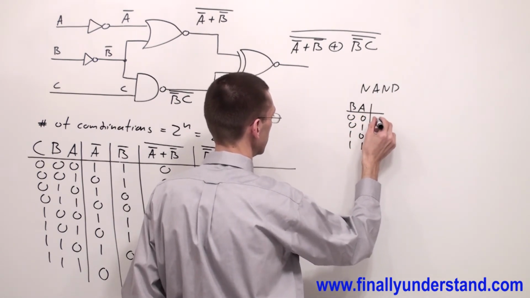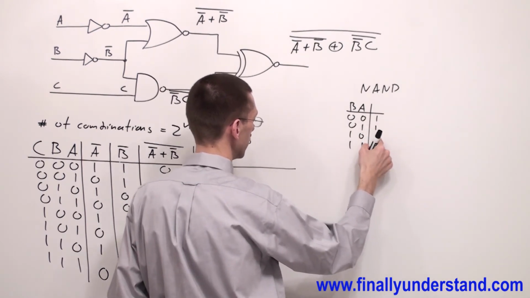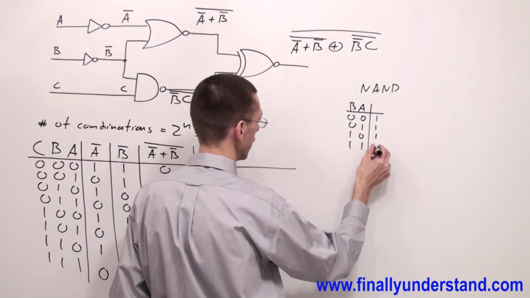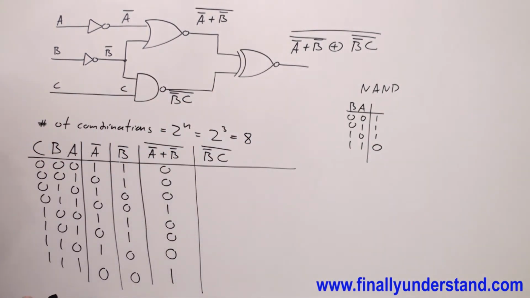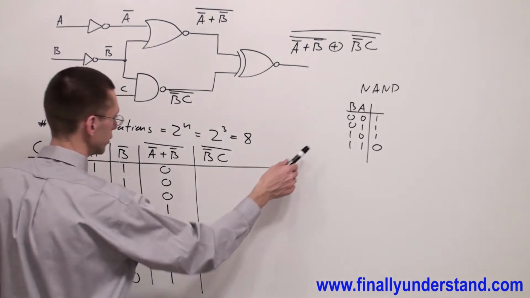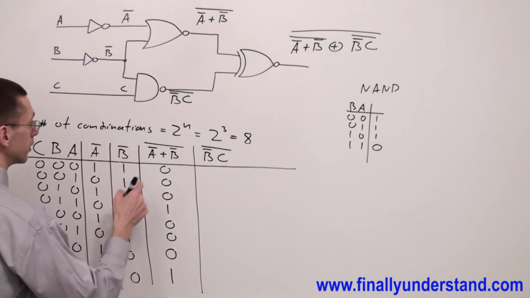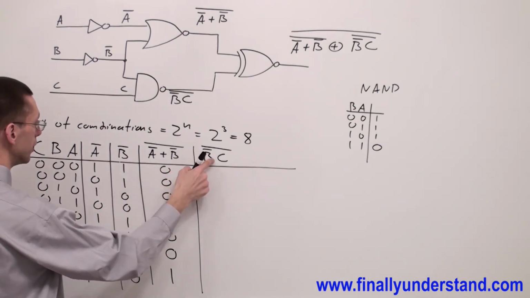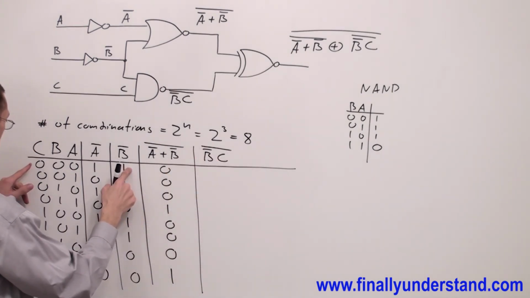The truth table for the NAND gate says anytime we have 0, output becomes 1. Anytime we have 1 1, output is 0. This is the NAND gate. Many people are confused about it. That's why I wrote this on the side. And I have B not, NAND C.